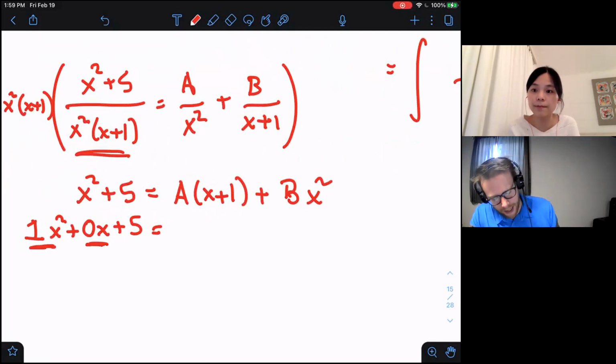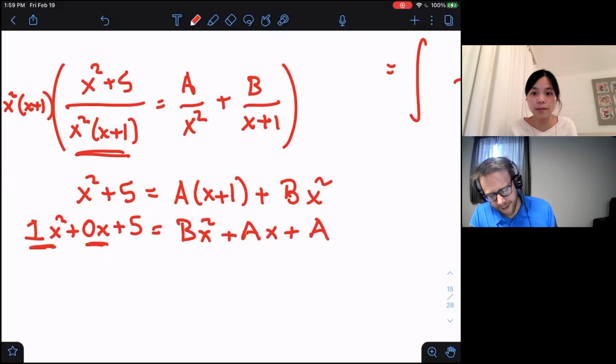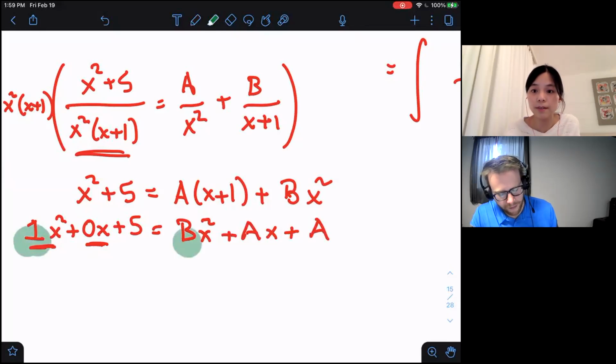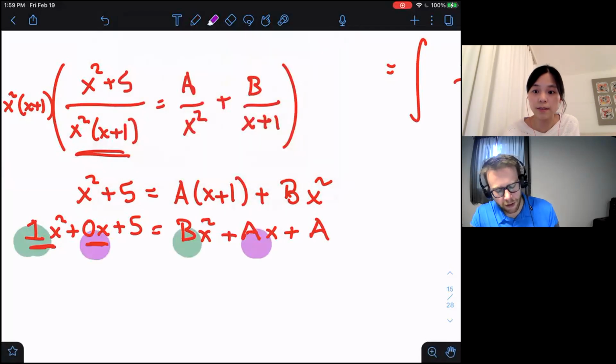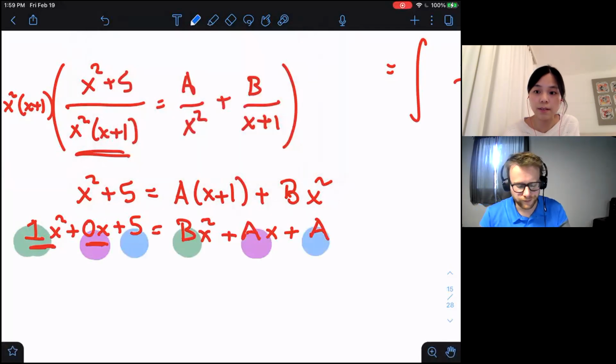So now I'm going to align this maybe a little bit suggestively here. Bx squared plus ax plus a. So we can see, again, we need the squared coefficients to be the same. We need the linear coefficients to be the same, and we need the constant coefficients to be the same. Otherwise, they're not going to be the same function.